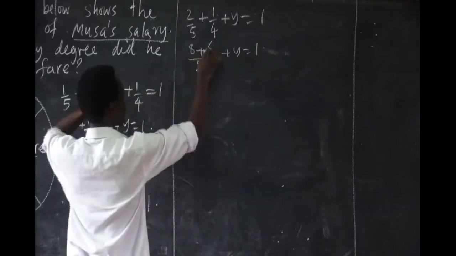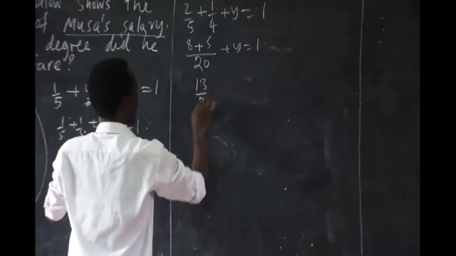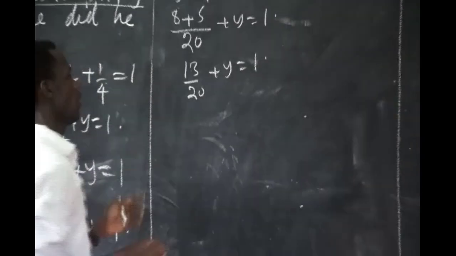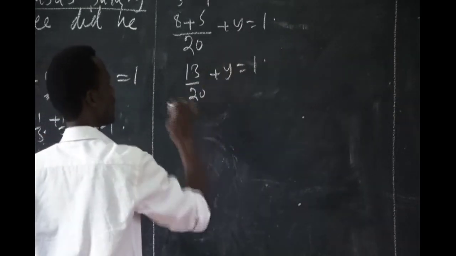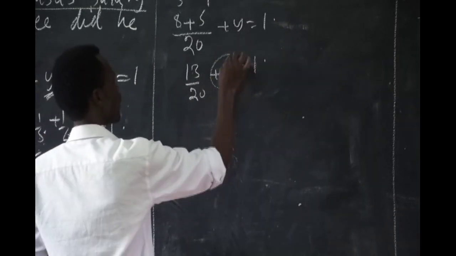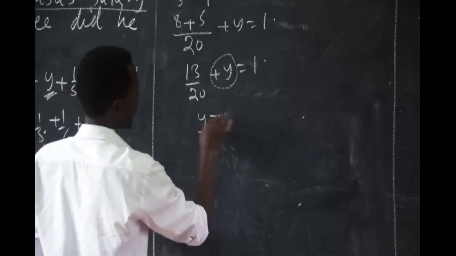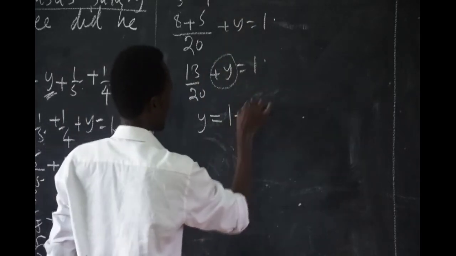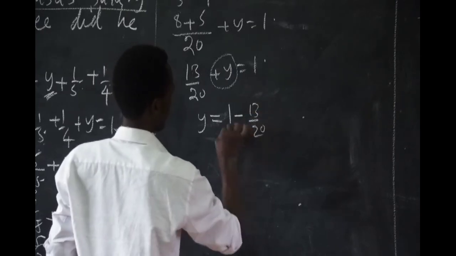Now 8 plus 5 is equal to 13 over 20, then plus y is equal to 1. Now we are not looking for this expression. We are just looking for the value of y. Now y should be equal to 1. Taking this to the other side becomes negative. Now minus 13 over 20.